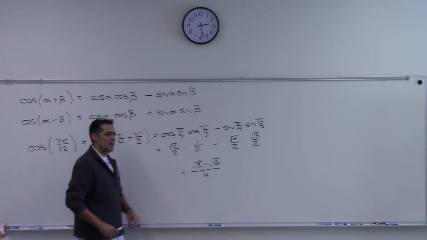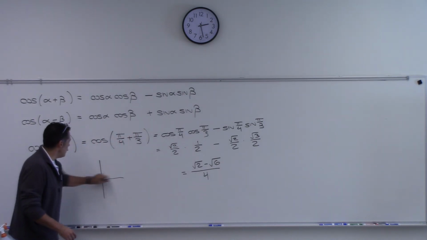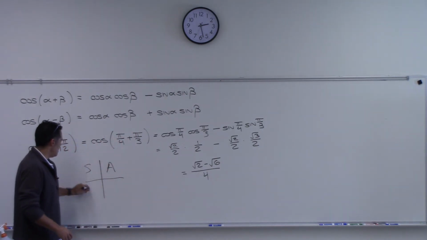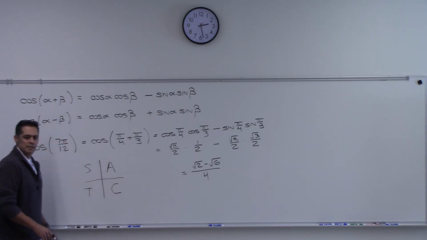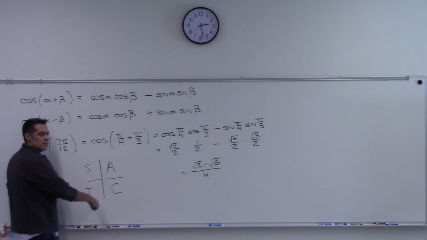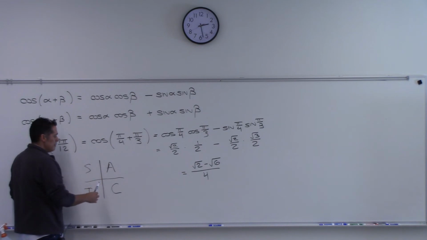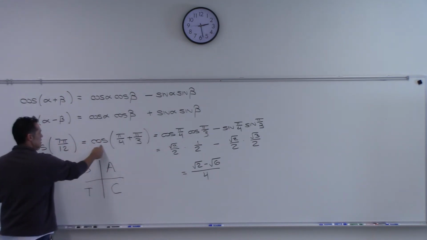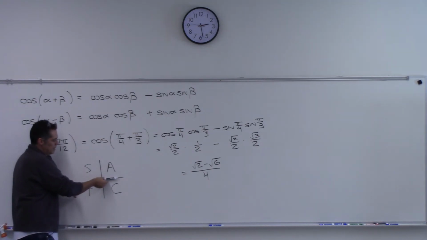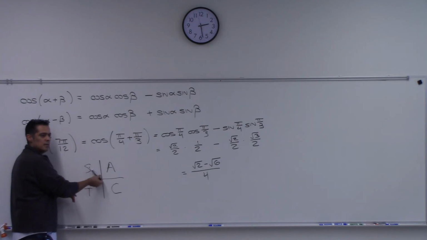The only reason I'm bringing that up, because remember that whole thing, all students take calculus? Do you remember that? It told you where the trig functions were positive and negative. If I get a negative answer for cosine, I'm either in the second quadrant or fourth, third? I'm either here or here.